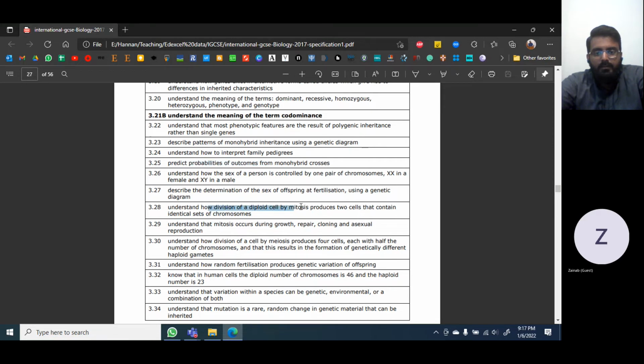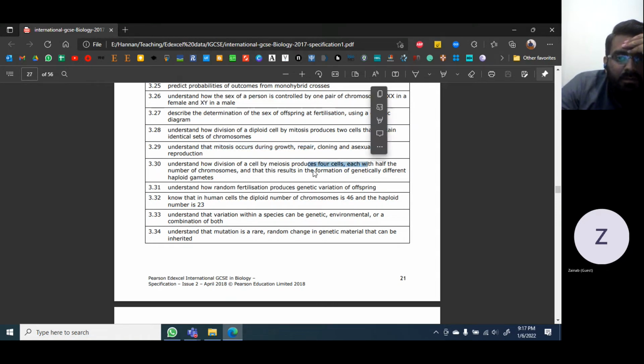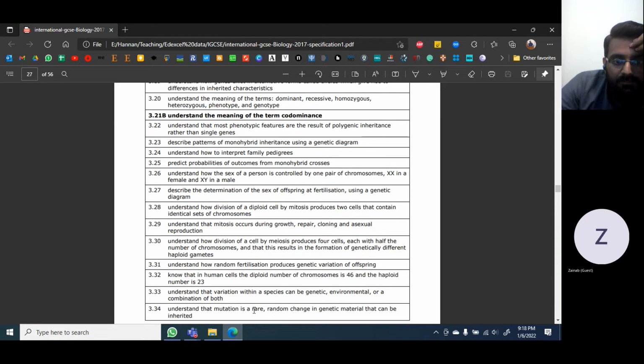How division of a diploid cell by mitosis produces two cells. Meiosis produces four cells, each with half the number of chromosomes, resulting in the formation of genetically different haploid gametes. Yes, this is the thing. The diploid number is 46 and the haploid number is 23. Yes, we have understood this. Now, in human cells, the diploid number is 46. Variation of the species, genetic, environmental.